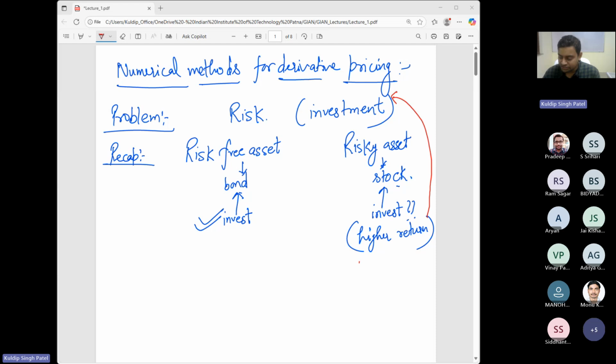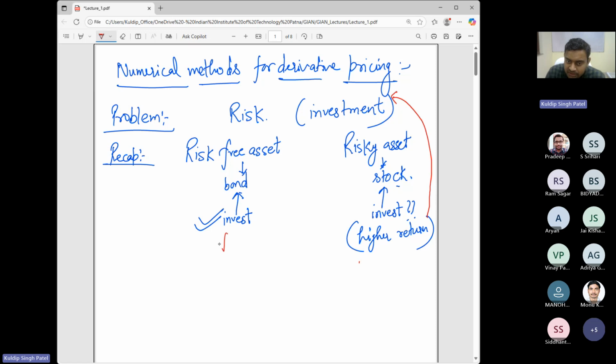Okay, I'm looking at your chat also, and whatever you can speak. But I request everyone to please be a bit interactive. I believe that you'll enjoy it. So what we realized is that although here it is fixed, it is not very attractive. Although here the returns are higher, there is the involvement of risk. So what should be your way of investment? How should you invest?